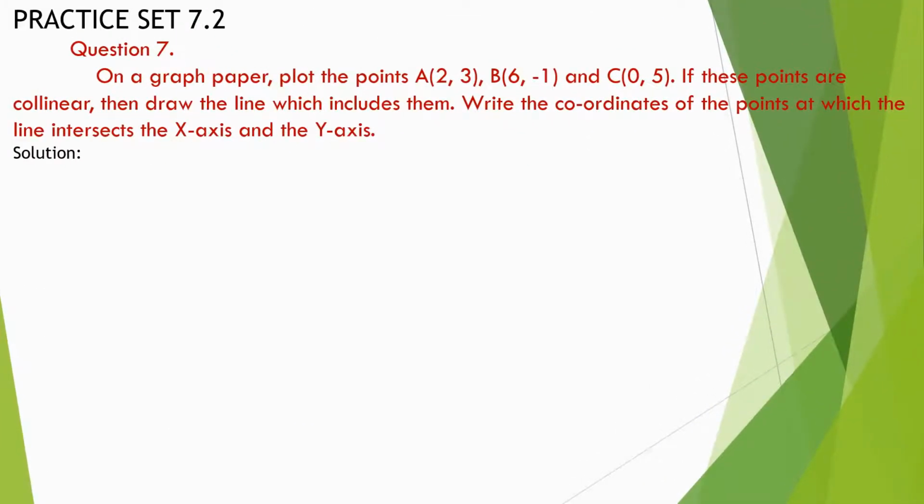Question number 7. On a graph paper, plot the points A(2, 3), B(6, -1) and C(0, 5). If these points are collinear, then draw the line which includes them. Write the coordinates of the points at which the line intersects the x-axis and the y-axis. First, you have to draw on the graph paper. First, plot the points A(2, 3), B(6, -1) and C(0, 5).